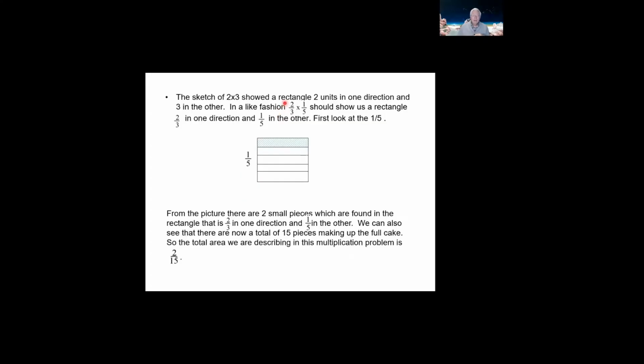If we are looking now at what 2/3 times 1/5 would look like, it should look like something that's 1/5 in one direction and 2/3 in the other direction. Why don't you see if you can imagine what that might look like right now?